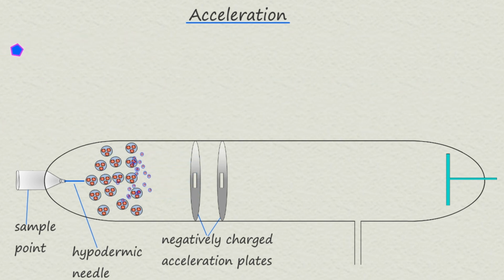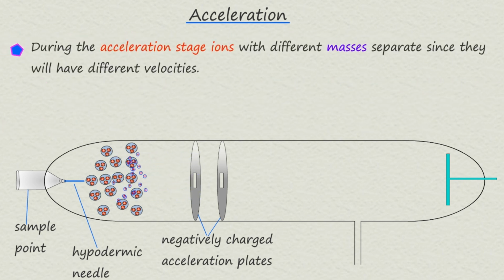So even though all the ions start together, the ions with different masses separate during this acceleration stage based on their inherent velocities. This sets the stage for the next step in time-of-flight mass spectroscopy, where the ions travel a fixed distance and their flight times are measured.